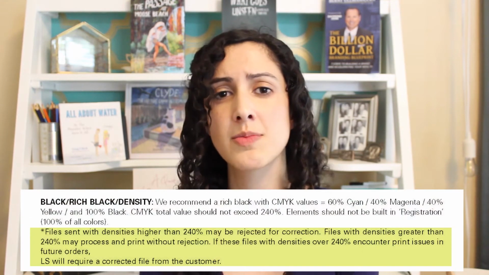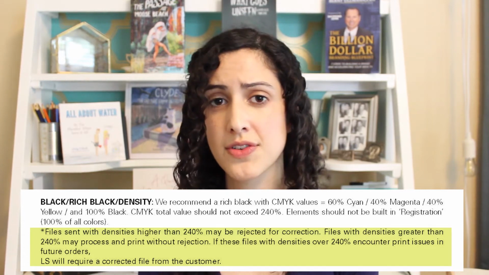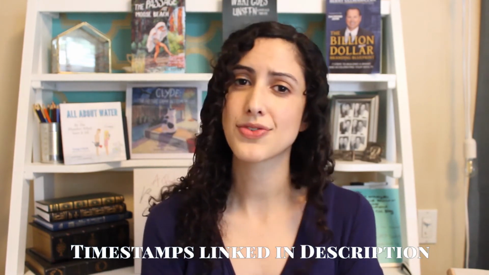Total area coverage is the maximum amount of ink that IngramSpark suggests that you have in a certain area, and that limit is 240%. The way that you come up with those numbers is by combining the percentage of each of the 4 colors used. Today I'll teach you how to fix that using Adobe Acrobat, Photoshop, and/or Illustrator.